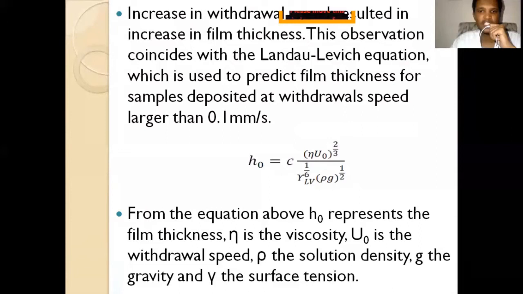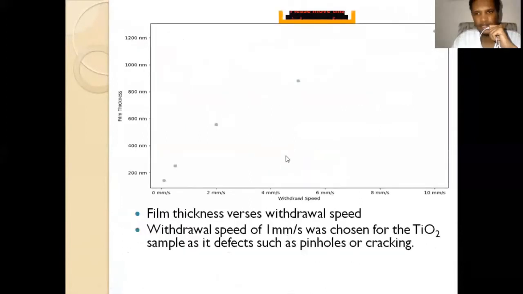5 different withdrawal speeds were selected: 10 millimeters per second, 5 millimeters per second, 2.5 millimeters per second, 1 millimeter per second, and 0.1 millimeter per second. The film that was deposited at 1 millimeter per second was observed to be the most uniform and the most defect-free. So it was chosen for further optical characterization.